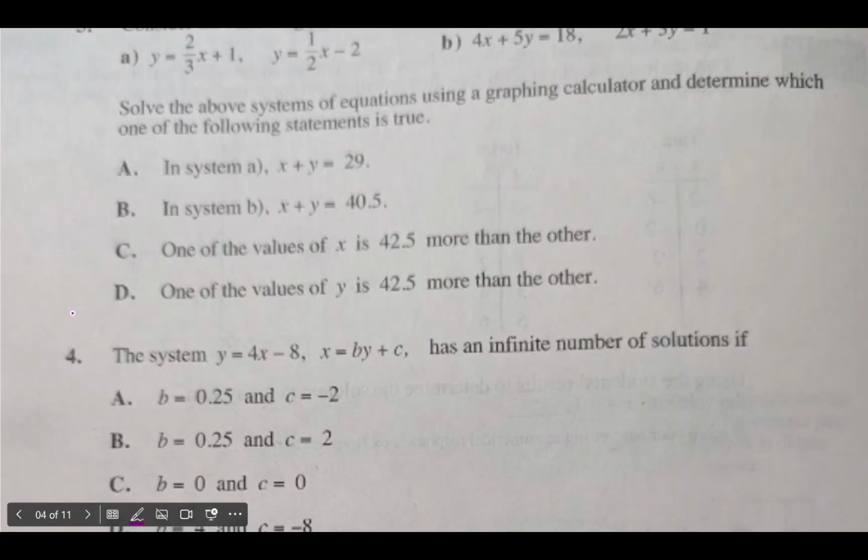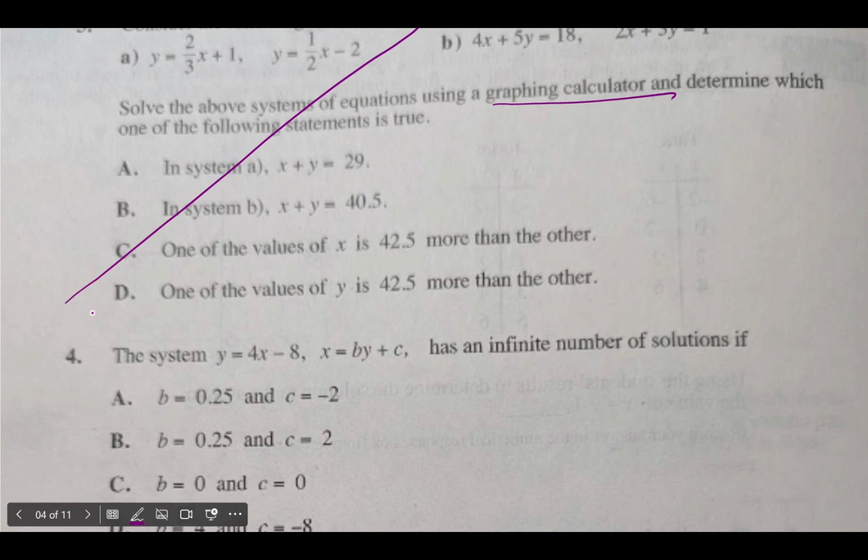Now, multiple choice number 3, you are going to use a graphing calculator and then just see which one works out. Because I don't have a graphing calculator, I'm going to skip this one, but you could still try doing substitution or elimination, but the numbers get a little bit messy to work with, so a graphing calculator I think would be easiest.